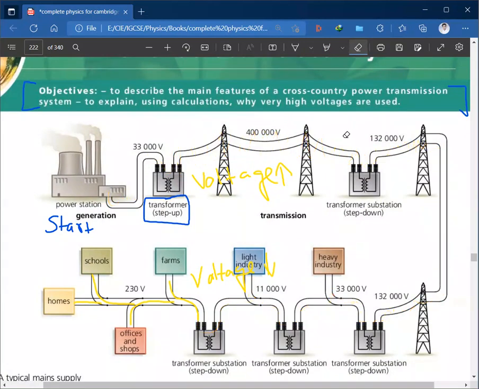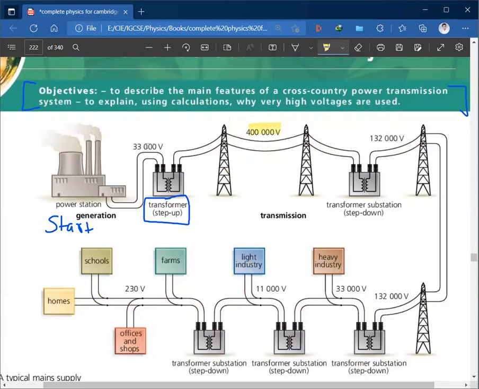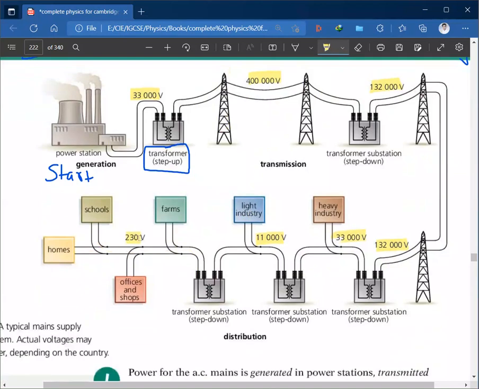Now, where do you have the highest voltage? You have the highest voltage here, 400,000 volts. But if you compare it with this, at the beginning it was only 33,000. So it went from 33,000 to 400,000, then decreased a little bit, but then it decreased severely from 132,000 to 33,000, 11,000, just 230 volts. And that is what you're getting in your houses, 230 volts of power.